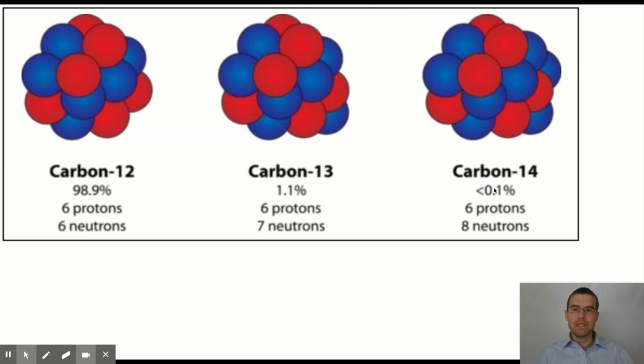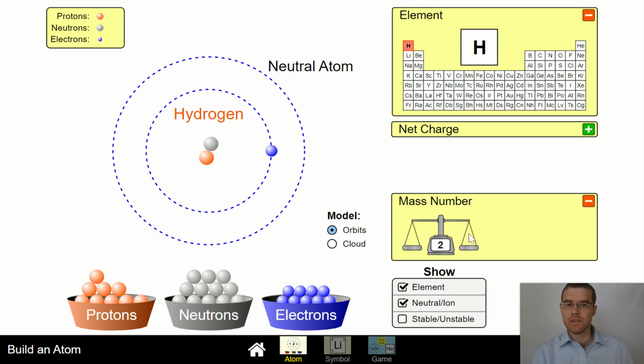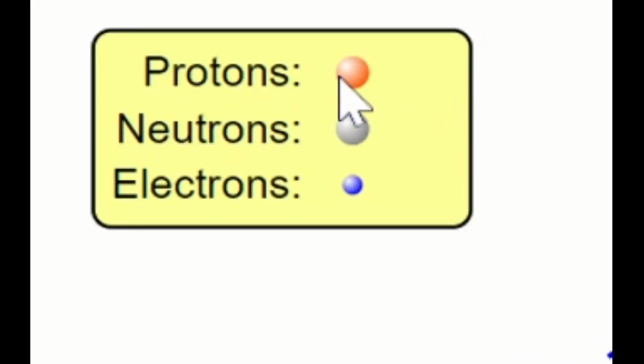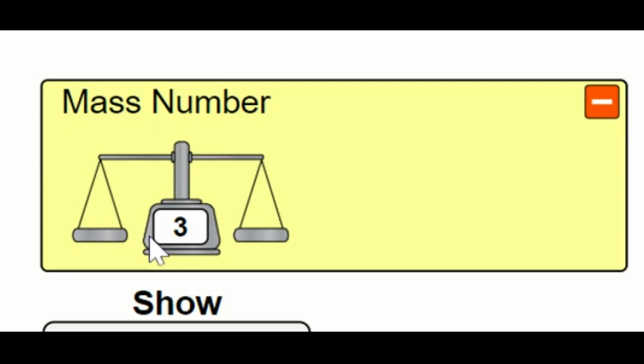Now we're going to dive into looking at isotopes and building and making different isotopes. All right, so I have hydrogen here. I have what's called a neutral atom because I have the same number of protons and electrons. If we look at the mass of this particular isotope, it is the sum of the protons and the neutrons, which is 2. Now, if I add an additional neutron, you'll see that the mass number goes up.